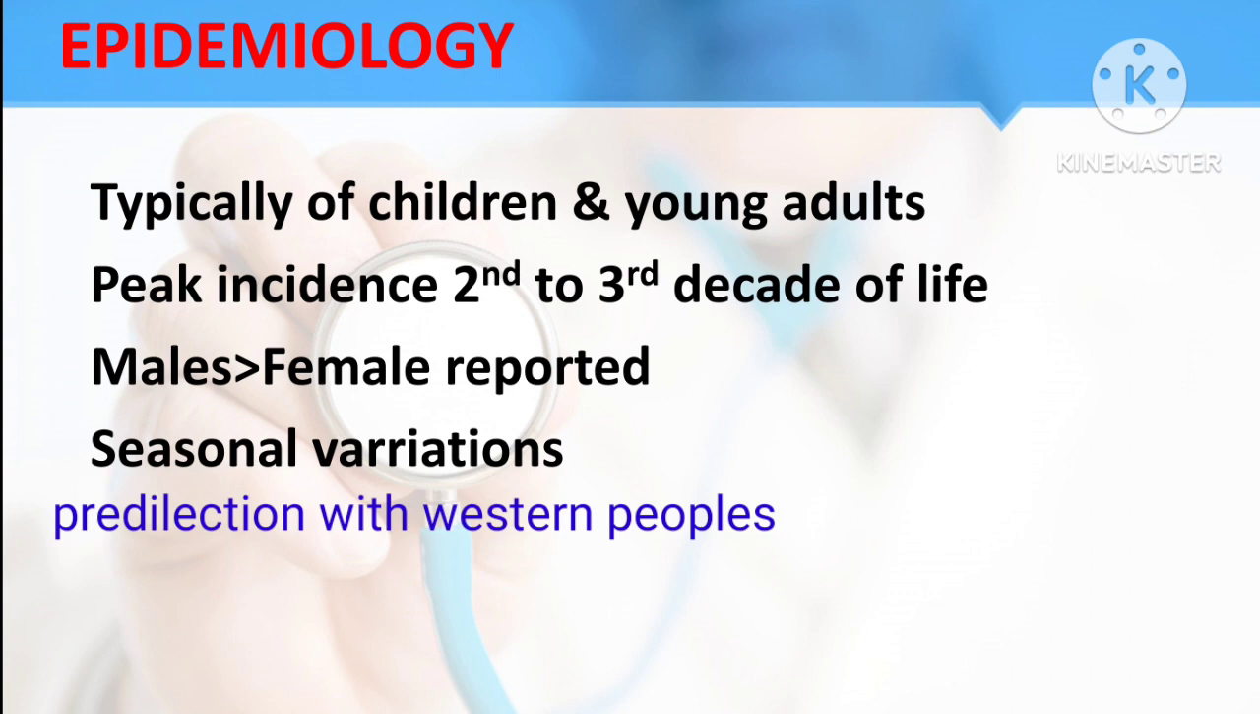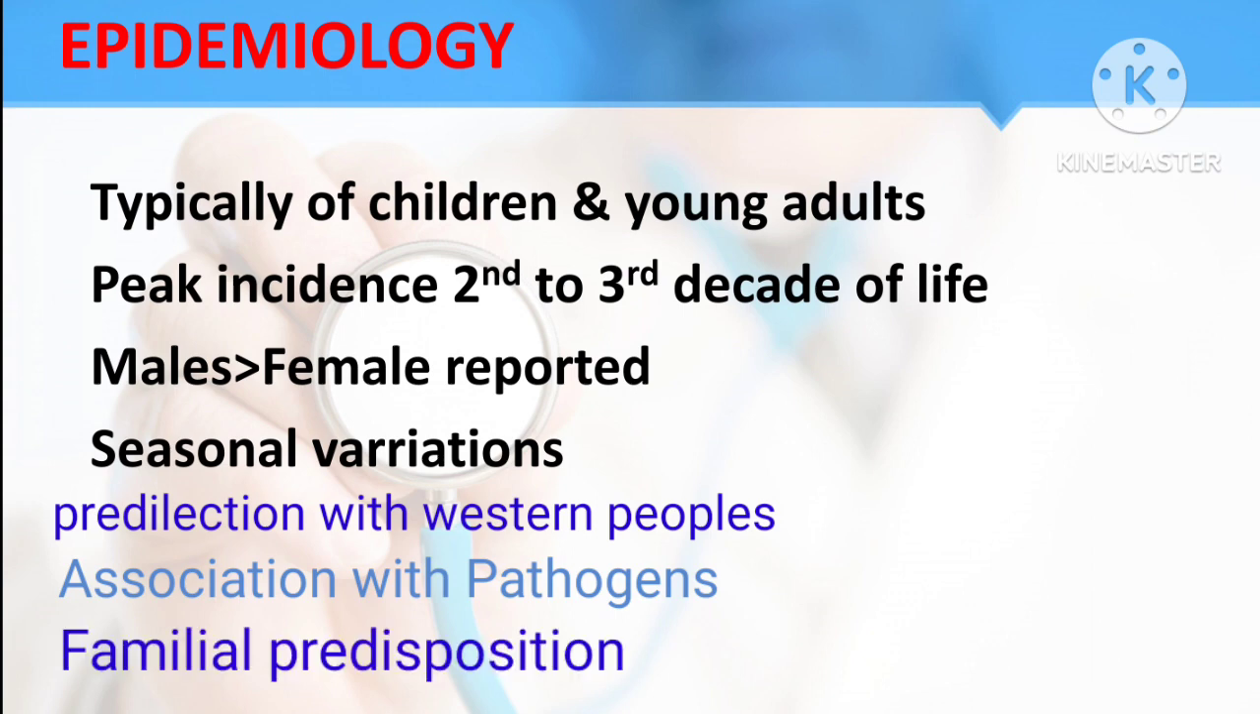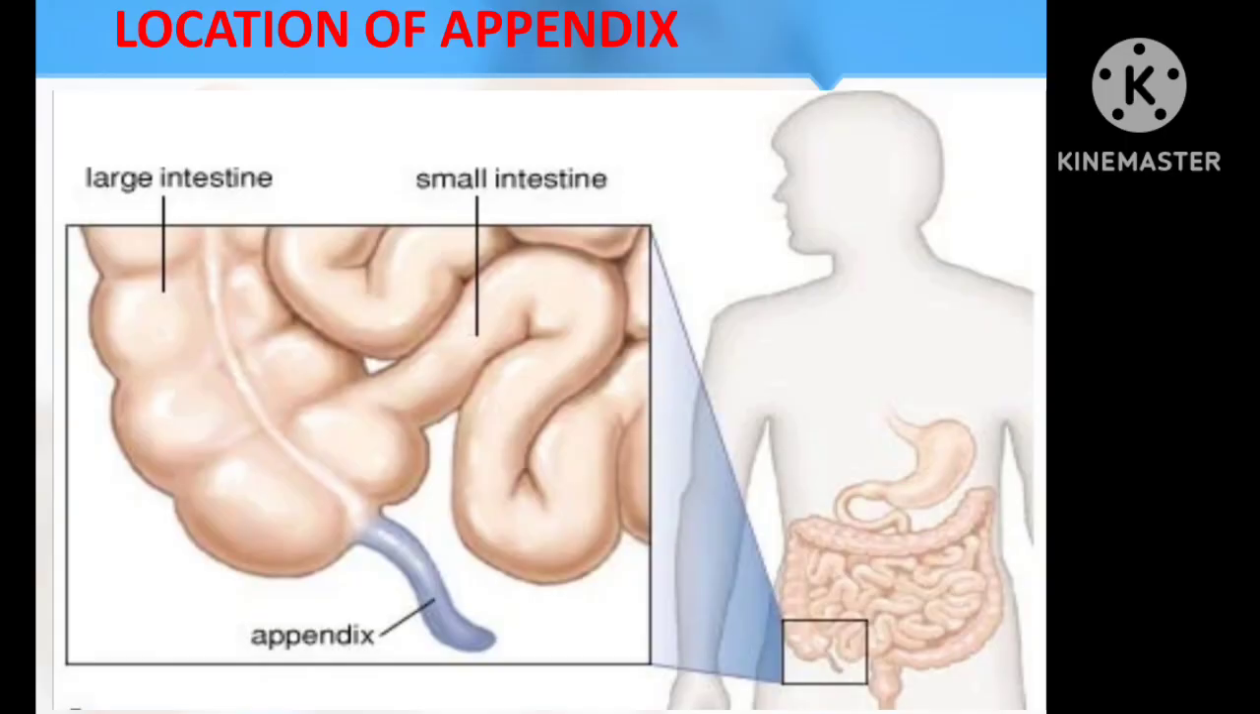The incidence of acute appendicitis has been associated with certain bacteria and pathogens, such as Schistosoma mansoni, Enterobius vermicularis, Ascaris, and Entamoeba histolytica. Familial predisposition has also been reported in relation to acute appendicitis.